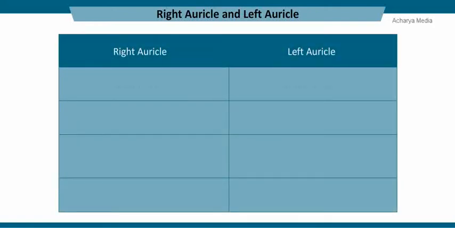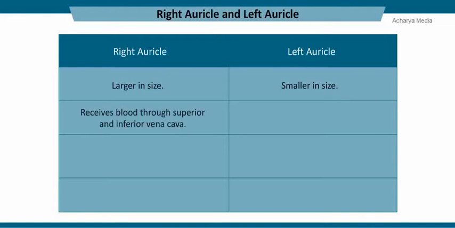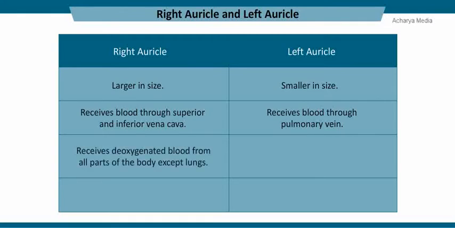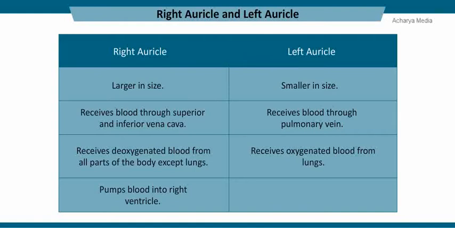Right auricle is larger in size than the left auricle. Right auricle receives blood through superior and inferior vena cava. Left auricle receives blood through pulmonary vein. Right auricle receives deoxygenated blood from all parts of the body except lungs. Left auricle receives oxygenated blood only from the lungs. Right auricle pumps blood into right ventricle. Left auricle pumps blood into left ventricle.